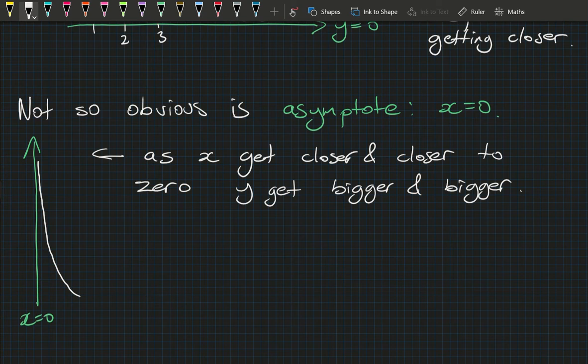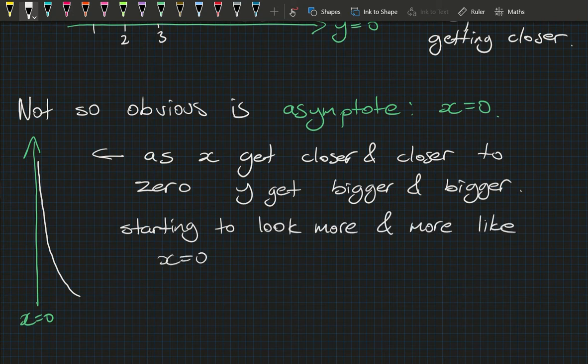As it's getting closer and closer, it's starting to look more and more like x equals 0. But of course it never actually touches it because we can't have x equals 0. So this is what we call a vertical asymptote. And the concept of a vertical asymptote might take a little bit more thinking than a horizontal asymptote, because there's something very natural about a horizontal asymptote. So if you need to, spend a little time thinking about that.